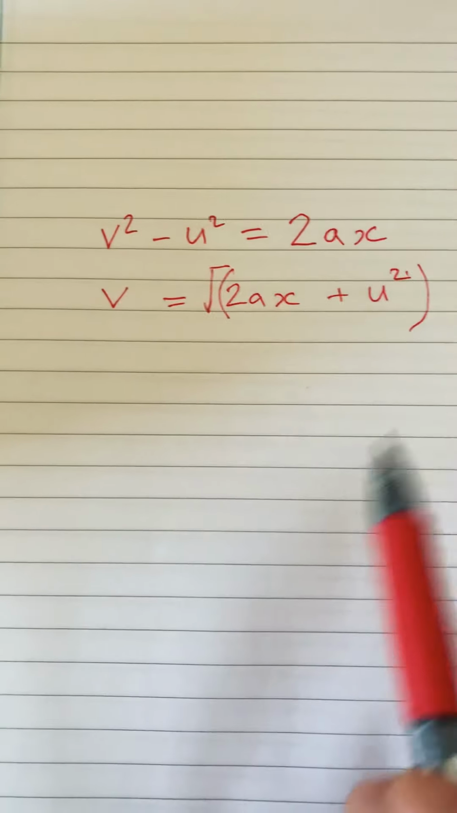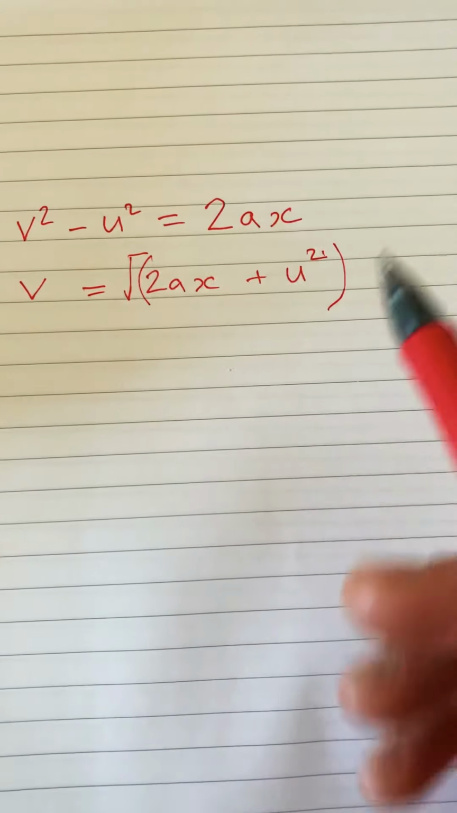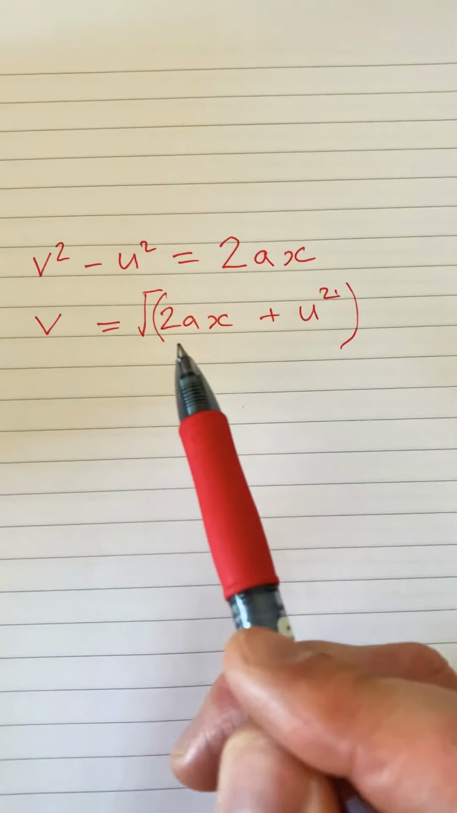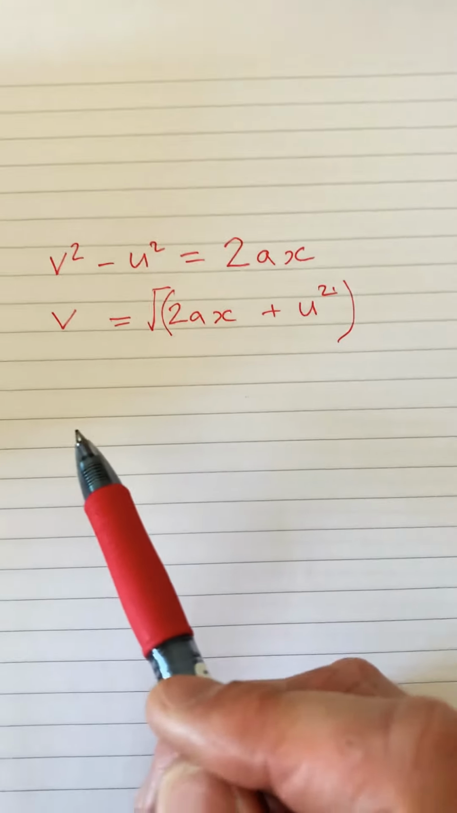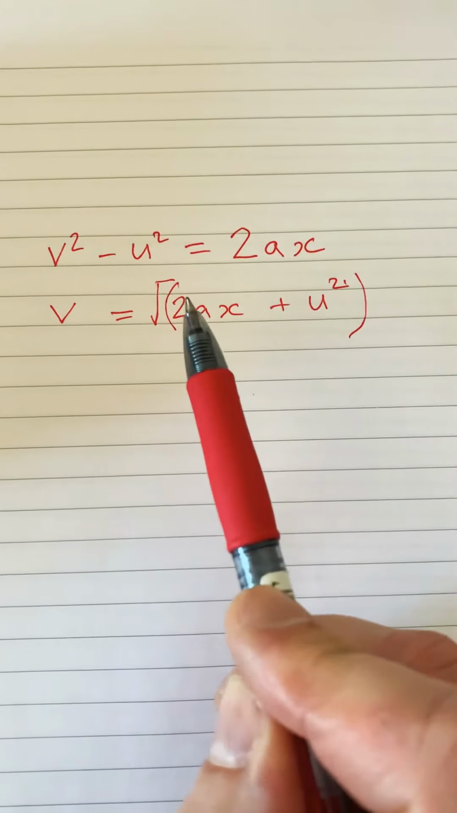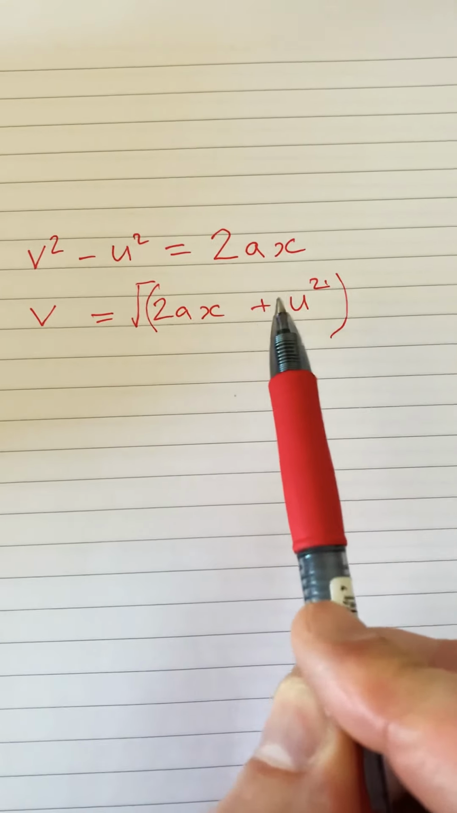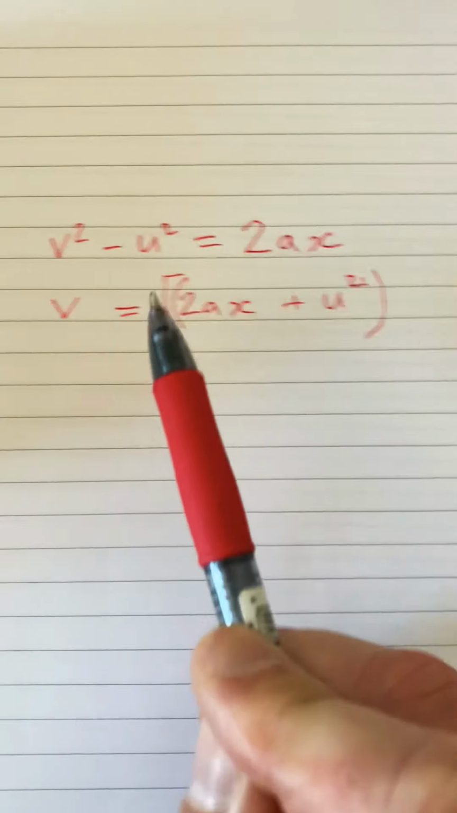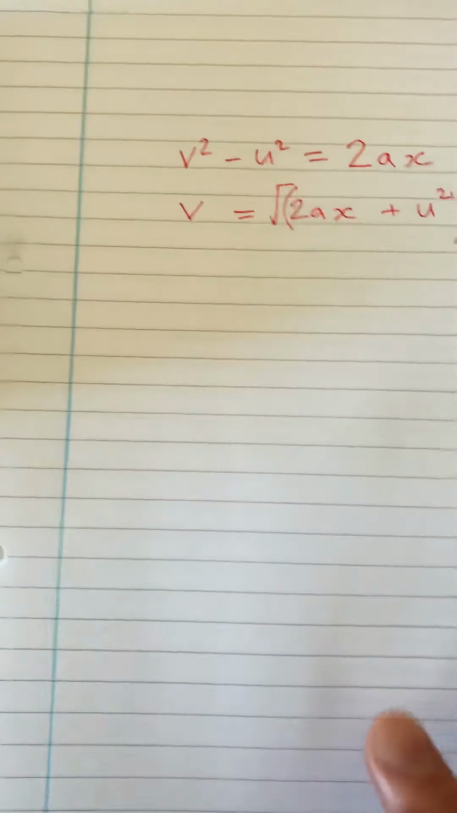So if the question said you started off an initial speed of whatever and you travelled this distance and you're accelerating by this amount, how fast would you be travelling at the end of your journey? You would plug the numbers in, 2 times a times x, you would add your initial speed squared, and then whatever that value is, you square root it, and that would be your final speed.